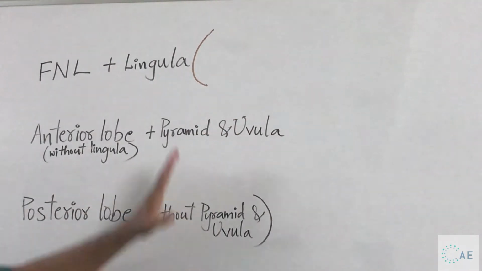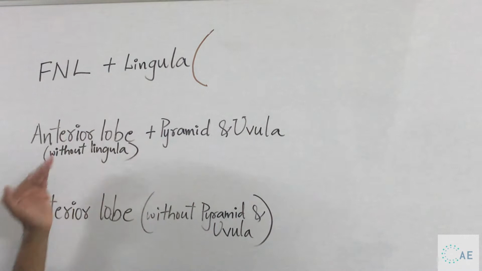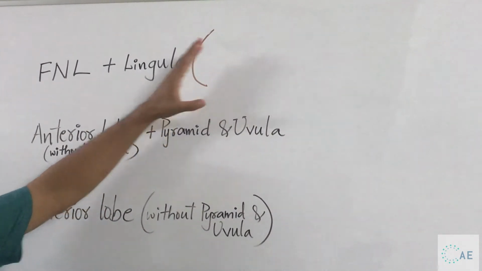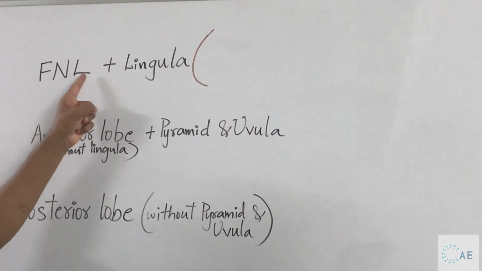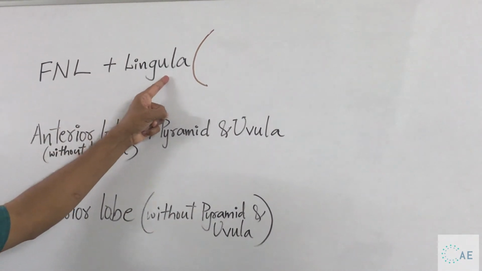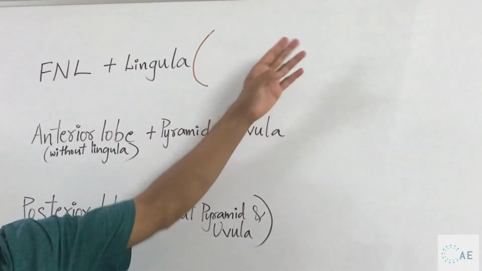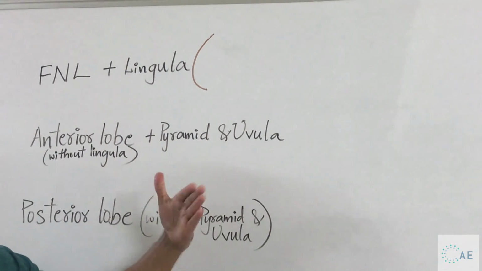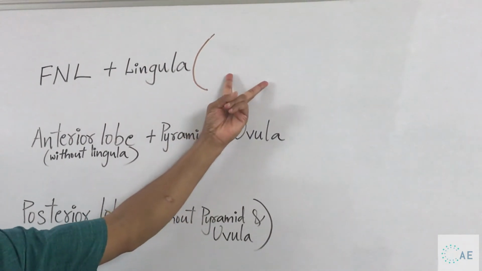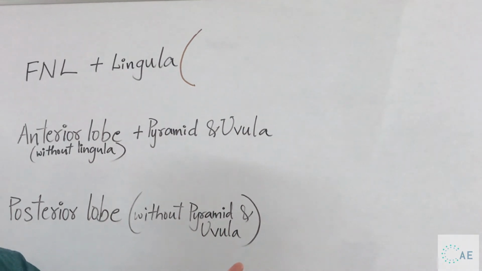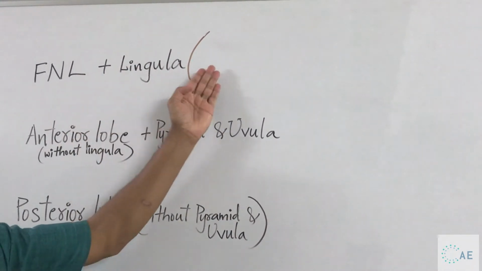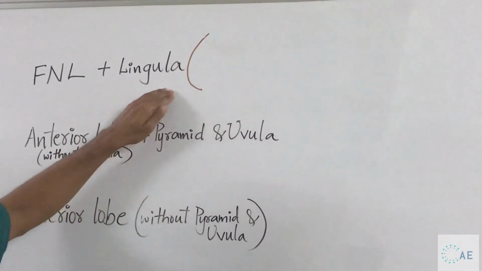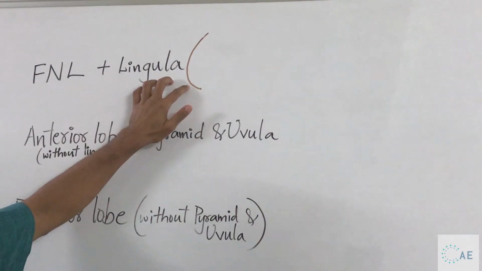Now, after the anatomical classification, let me stress upon the phylogenetical classification. See here, the flocculonodular lobe along with the lingula come under the archicerebellum. Archicerebellum is the oldest part of the cerebellum, and the meaning of archi, we all know, is beginning. So archicerebellum is the phylogenetical subdivision of the cerebellum where the flocculonodular lobe and lingula come under that.